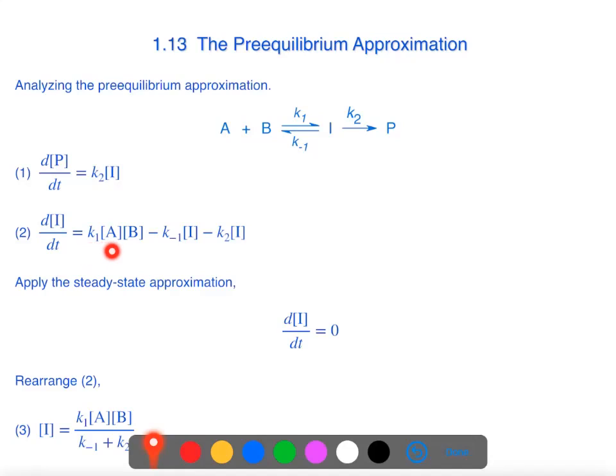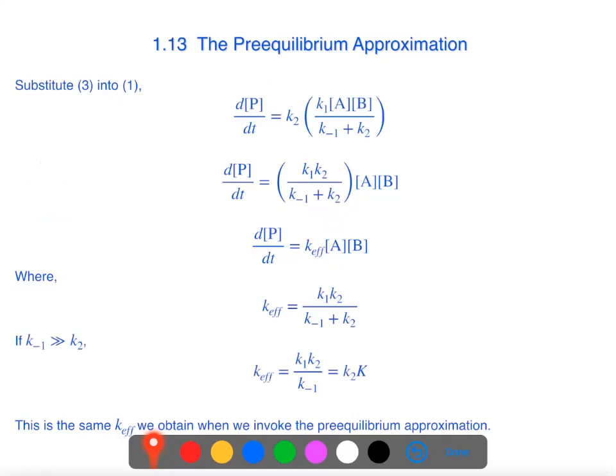We have a K1 times the concentration of A and B, minus a K minus 1 times the concentration of the intermediate, and minus K2 times the concentration of the intermediate. Now, if we apply the steady state approximation, we can set the net rate of change of the intermediate concentration to 0. In doing so, we can equate equation 2 to 0, and we can rearrange or solve for the concentration of the intermediate. And that's shown here.